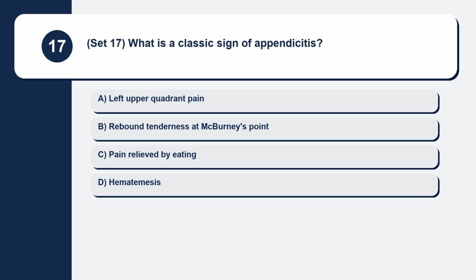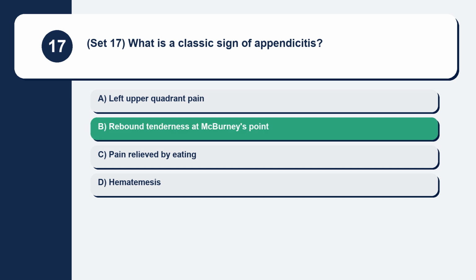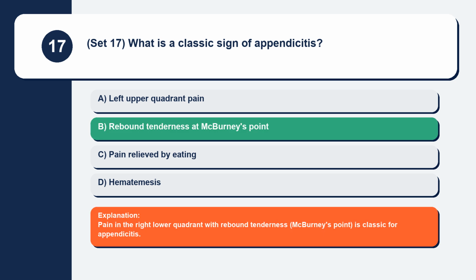Question 17. Set 17. What is a classic sign of appendicitis? Left upper quadrant pain, rebound tenderness at McBurney's point, pain relieved by eating, hematemesis. Pain in the right lower quadrant with rebound tenderness, McBurney's point, is classic for appendicitis.